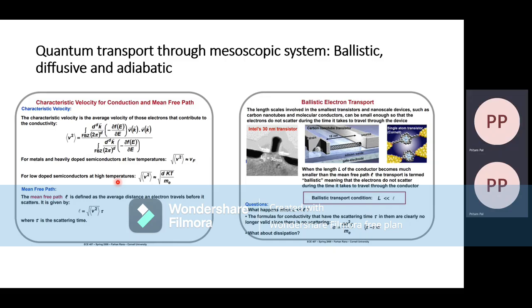So the mean free path L is defined as the average distance an electron travels before it scatters. Okay. So it is given by L equals to v_T times tau, where v_T is the RMS, root mean square velocity. Okay. So root over the expectation of the v square, times tau, where tau is the scattering time.